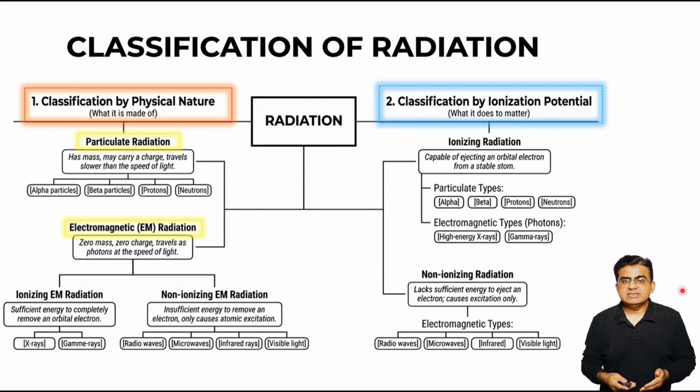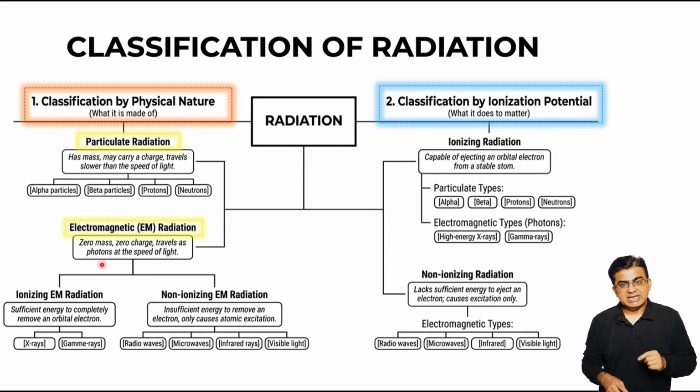The second type is electromagnetic radiation, or EM radiation. This is a completely different type of radiation. It has absolutely zero mass and zero charge. It travels as packets of energy called photons at exactly the speed of light.